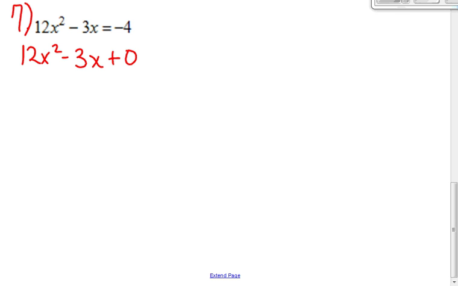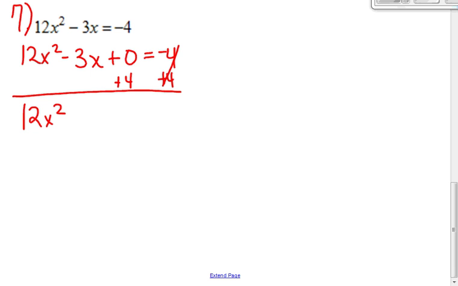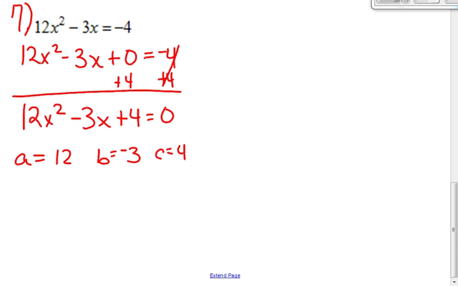I don't have a c here, and that's equal to -4, which means I need to get rid of that -4 by adding 4 on both sides. Since there's no x, it's alike with that 0. So standard form would be 12x squared minus 3x plus 4 equals 0. Now I can label A, B, and C. A equals 12, B equals -3, C equals 4.